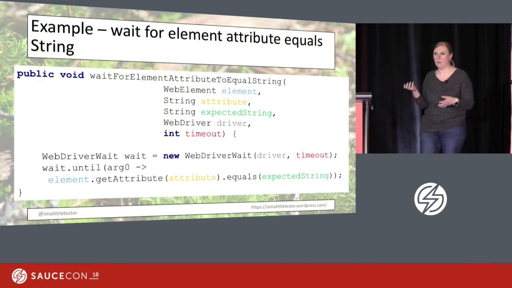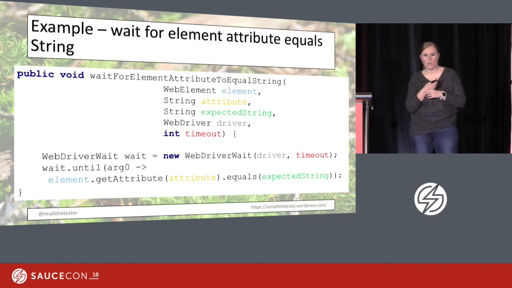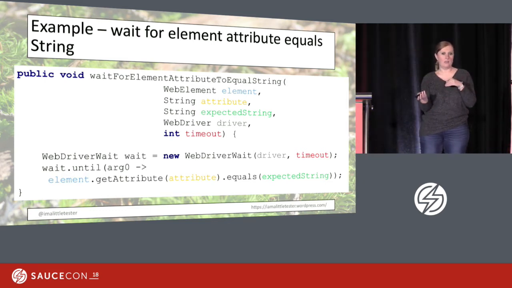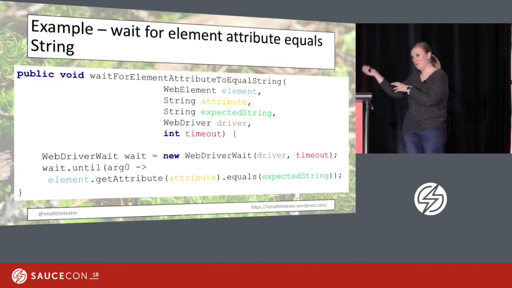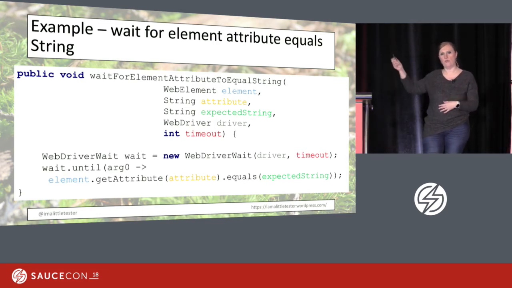So an example of me calling this method would be, I'm waiting for the class on a button to be disabled, so its value to be disabled. Then I will pass in the element, which is going to be button something, the attribute, which is going to be class as a string, and then what I expect to see in that attribute, which is disabled in this case. So I'm going to say my button's class is disabled, so it has the value disabled. This is how I'm going to write the element attribute equals.